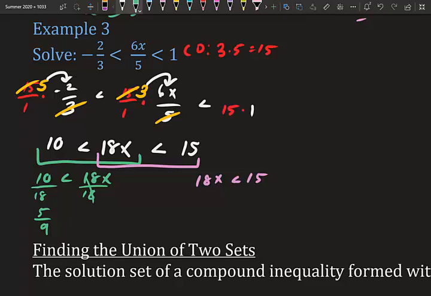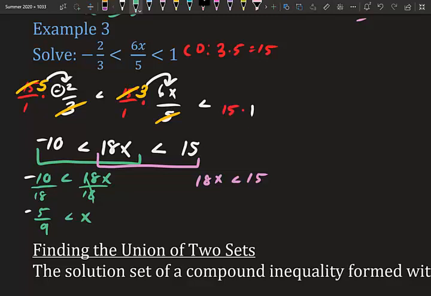Sorry, that's negative 10. There's a negative there. Negative 10. Negative 5 over 9. And that's less than or equal to, or just less than x. My brain keeps wanting to say less than or equal to. Now, we like to keep x on the left.